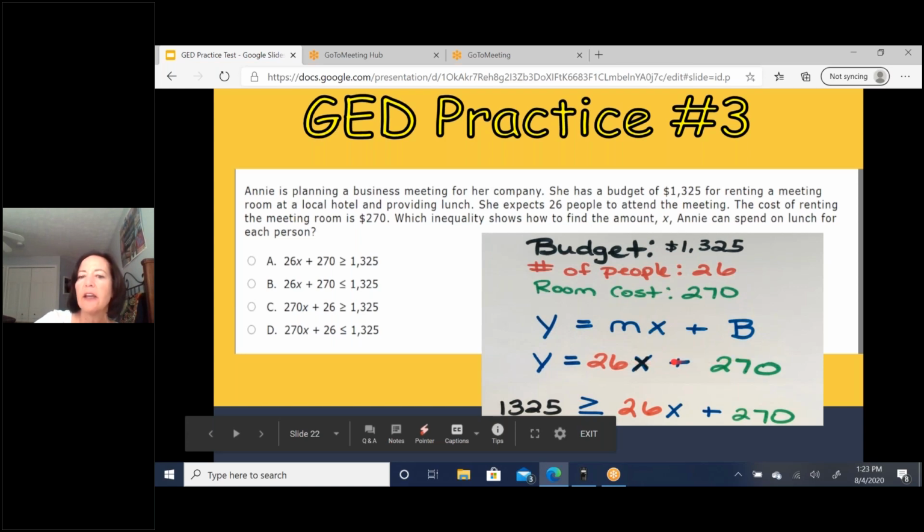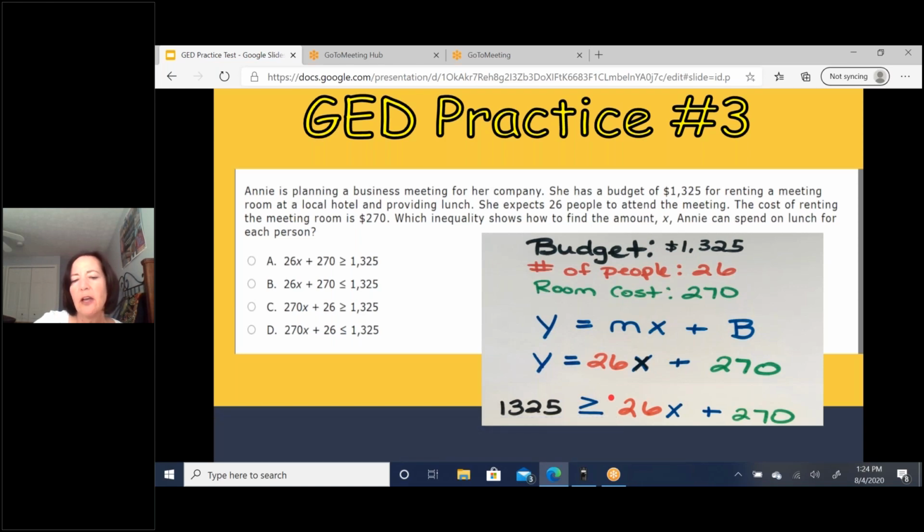On the right side of my equation, this was the cost for the meeting. And on the left side, this is the total. So you could say on the right side is the expenses, and then the left side was the total. So because $1,325 is our budget and we can't go over that, instead of using an equal sign, we're going to use an inequality sign.